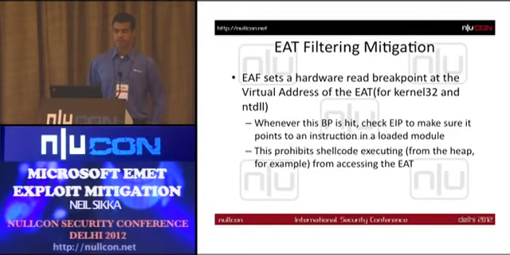So our mitigation for that is to set a hardware read breakpoint at the virtual address of the export address table. And this is both for the kernel32 and the NTDLL modules. And when we do this, and the process tries to read that address, we hit the hardware read breakpoint, and then EMET performs a check at that point. And it checks that the current program counter, the EIP register on x86, is pointing in a valid module and not on the heap or on the stack, because executable code is in modules.